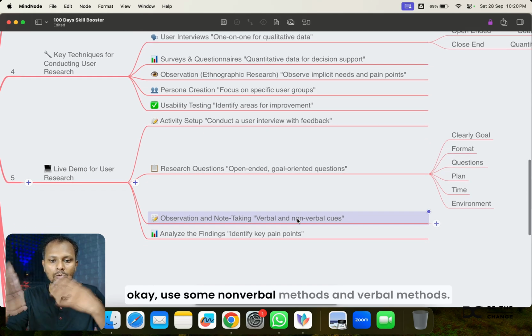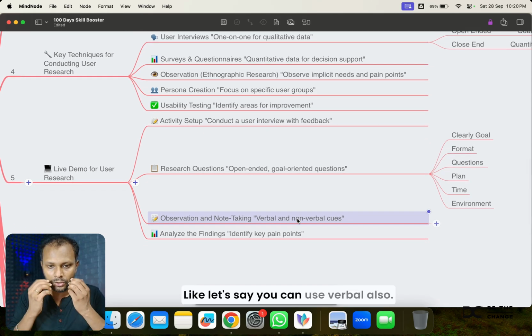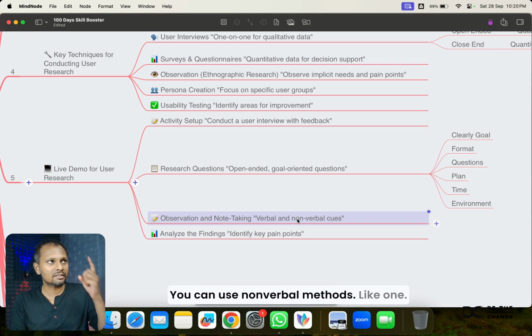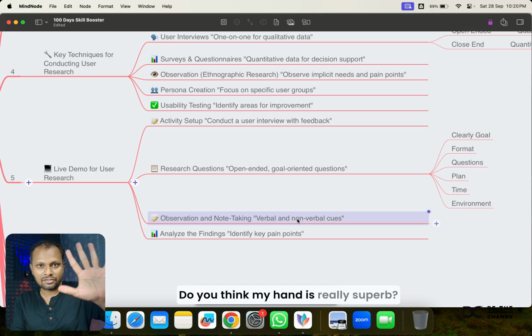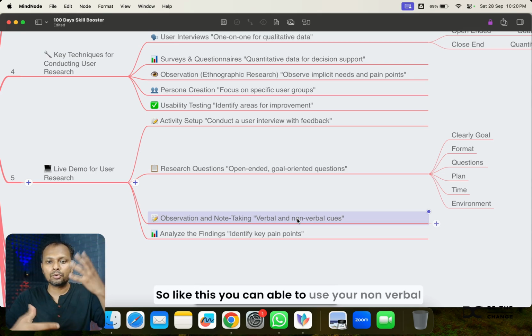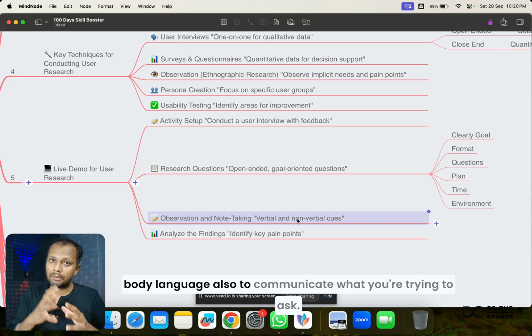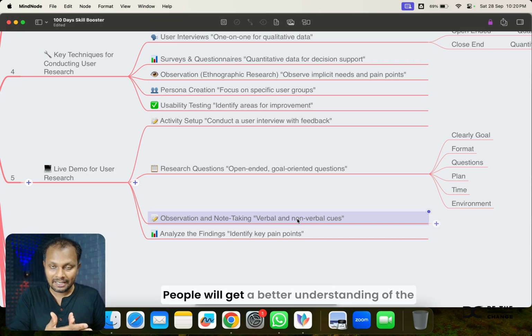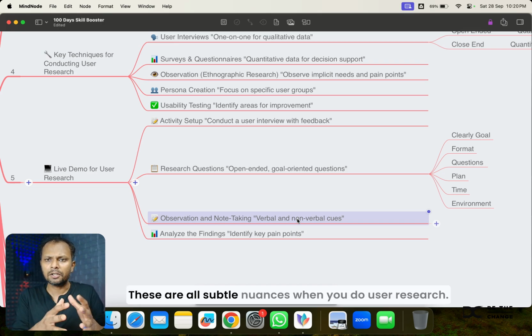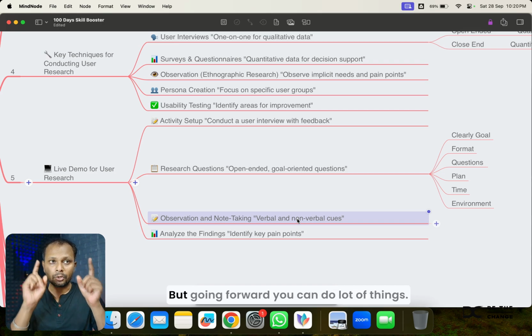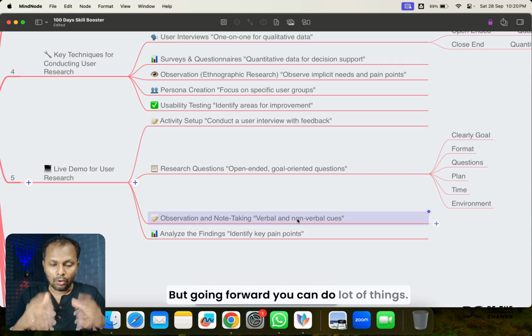Use both non-verbal and verbal methods. For example, you can ask verbally, hey, do you think this is good? Do you think my hand is really superb? Like this, you can use your non-verbal body language also to communicate what you're trying to ask. People will get a better understanding of the question when you use both of these techniques. These are all subtle nuances of user research, but going forward you can do a lot of things.